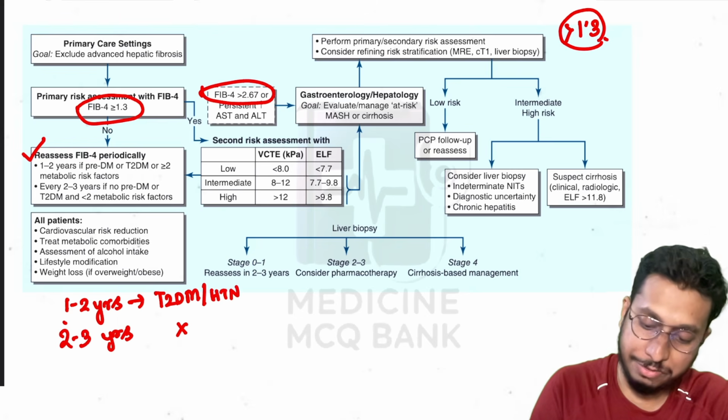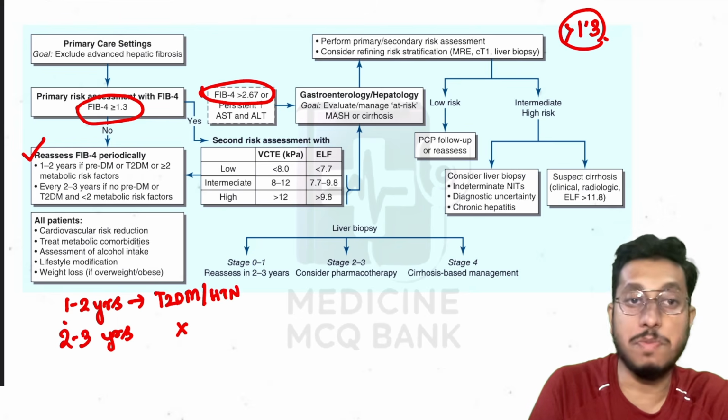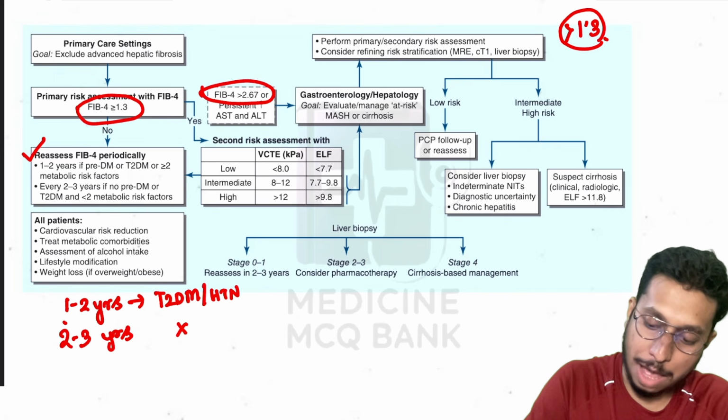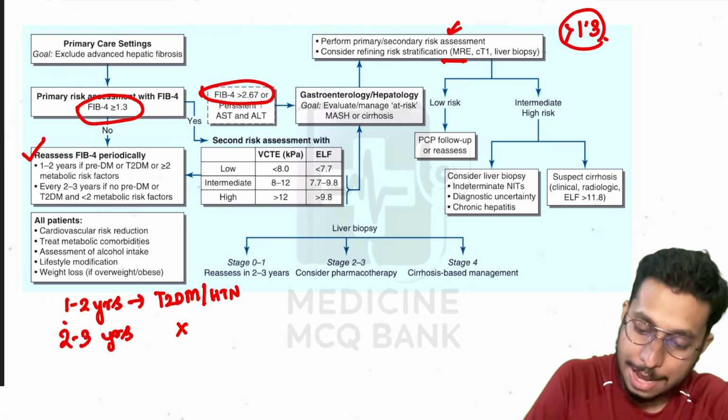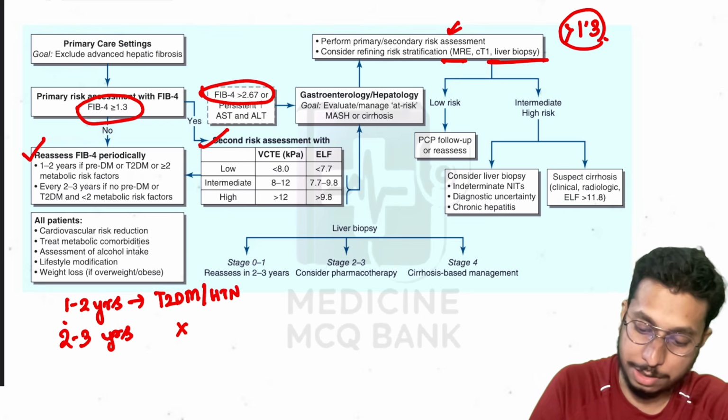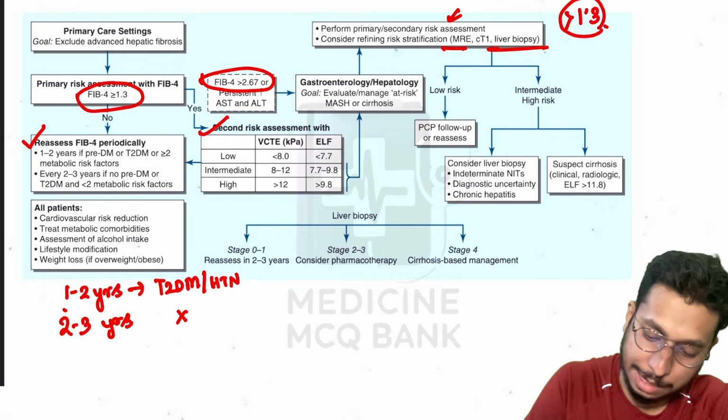Okay. Now, if the FIB-4 score is coming very high, like 2.67, what you need to do at this point is go for primary or secondary risk assessment in the form of MR elastography or liver biopsy. And obviously go for secondary risk assessment in such cases when FIB-4 is more than 1.3. So how do you do secondary risk assessment? Like elastography. Okay.